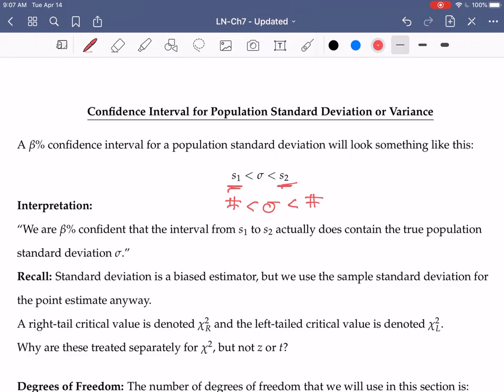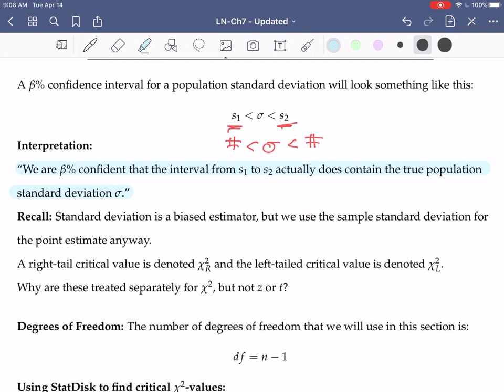So we think of the population parameter, the population standard deviation, as being this fixed value, and the thing that is changing is the confidence interval that we happen to obtain based on the sample that we took. Right? So we say that we are beta % confident that the interval from S1 to S2 actually does contain the true population standard deviation sigma. Recall that this is a biased estimator, but we use a sample standard deviation as the point estimate anyway.